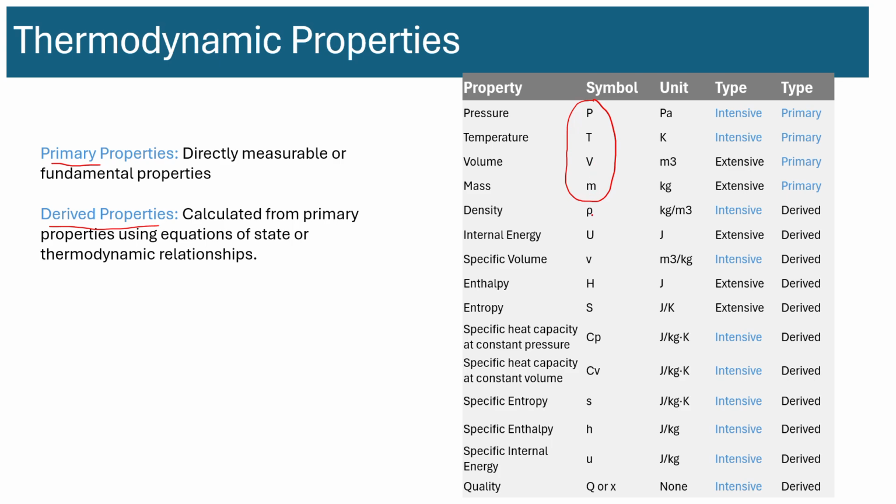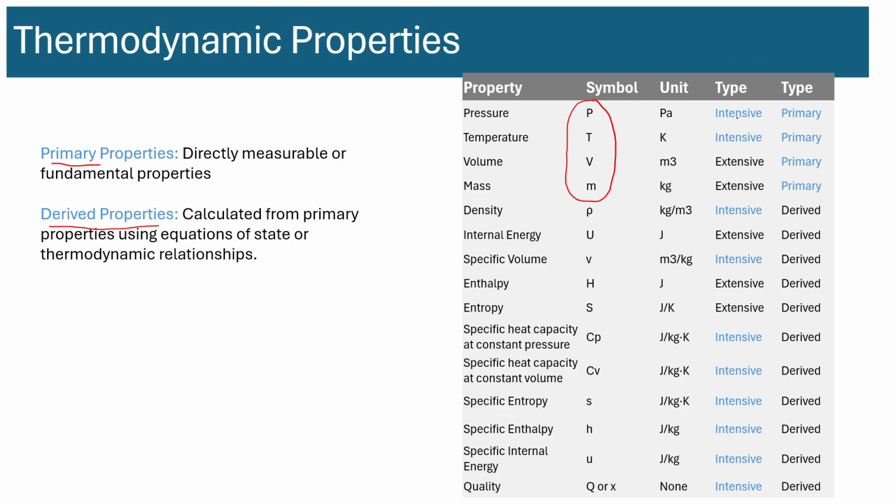But to measure density, you have to use the mass measurement and the volume measurement. And to measure internal energy, you have to measure energy, which is indirectly measured by measuring temperature, pressure, volume, etc. Okay, so that's the distinction between primary and derived properties.